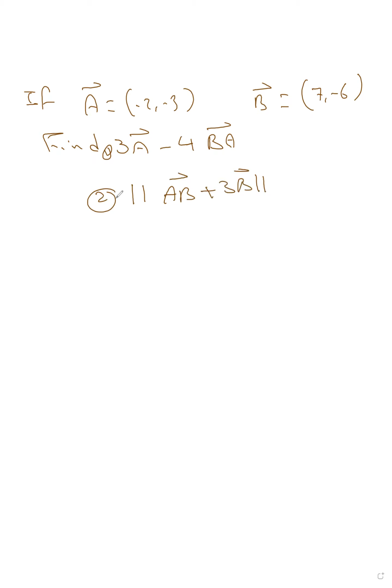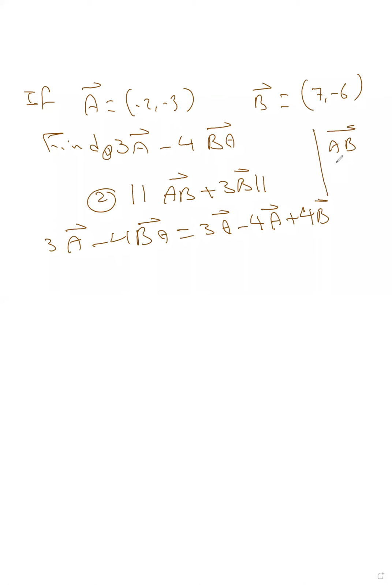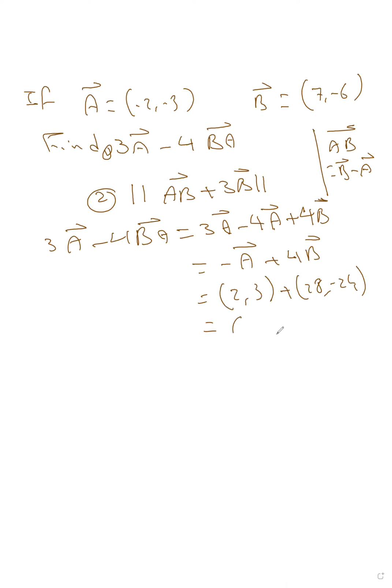شوف ده كده، ادي أول 3A minus 4BA يعني معناها 3A minus 4BA. لأنه قلنا AB معناها فيكتور B minus فيكتور A، فيبقى BA معناها فيكتور A minus فيكتور B، والماينس تبقى نيجاتيف 4A plus 4 فيكتور B، يعني it will be negative vector A plus 4 vector B، يعني 2 and 3 plus 28 and negative 24 يبقى كام؟ 30 and negative 20. دي أول واحدة، دي نمبر 1.